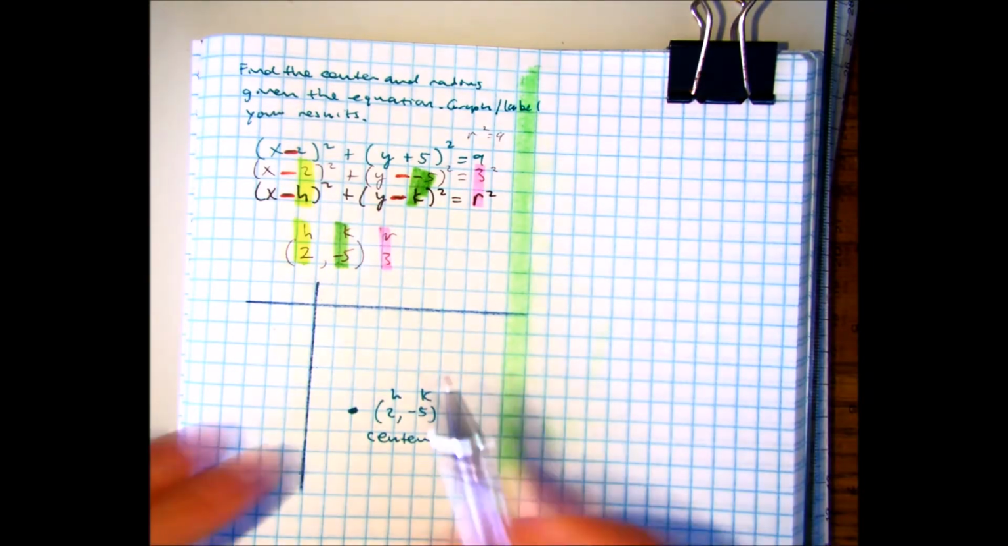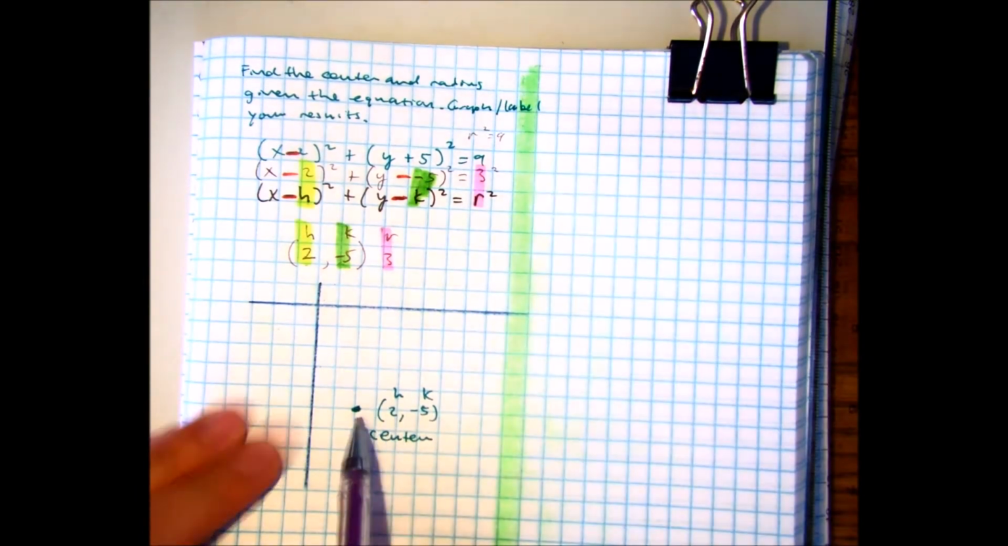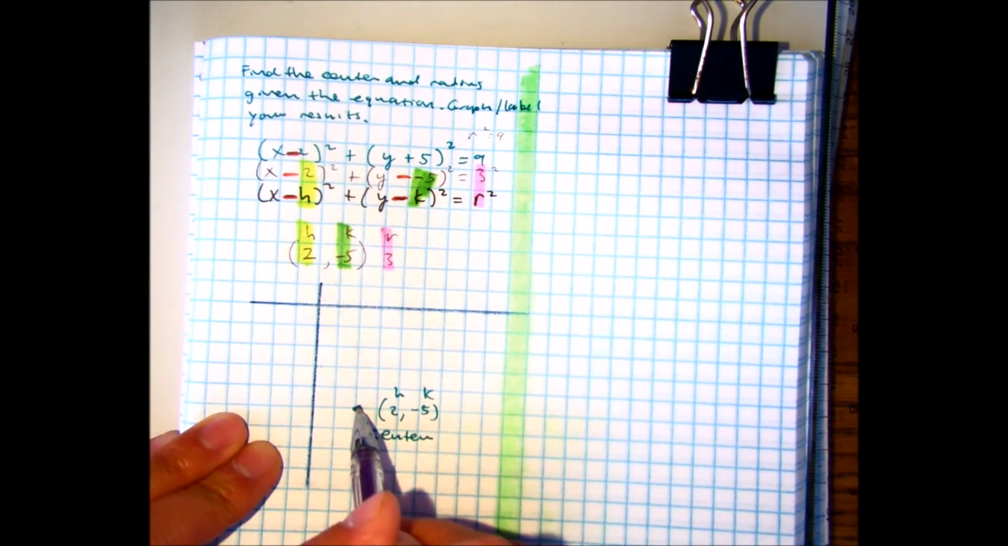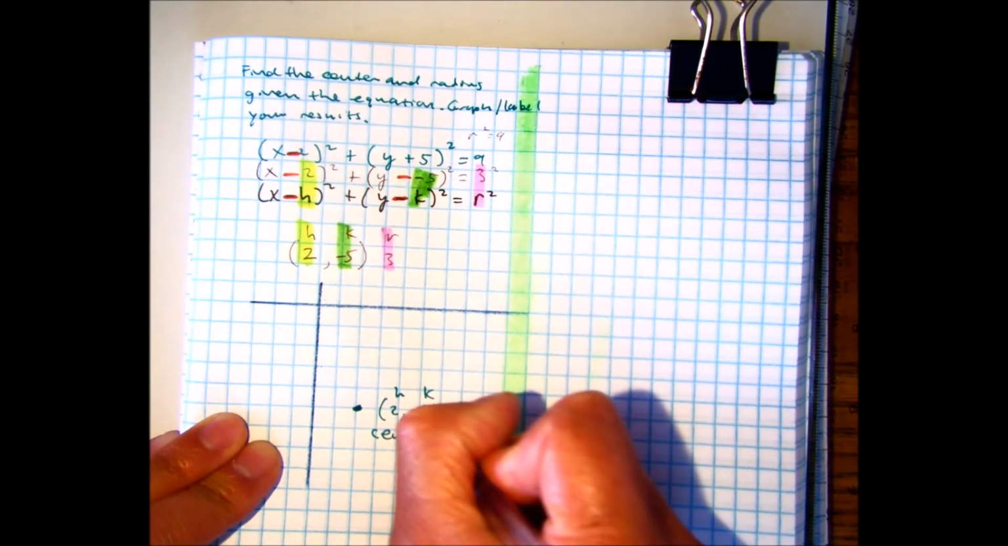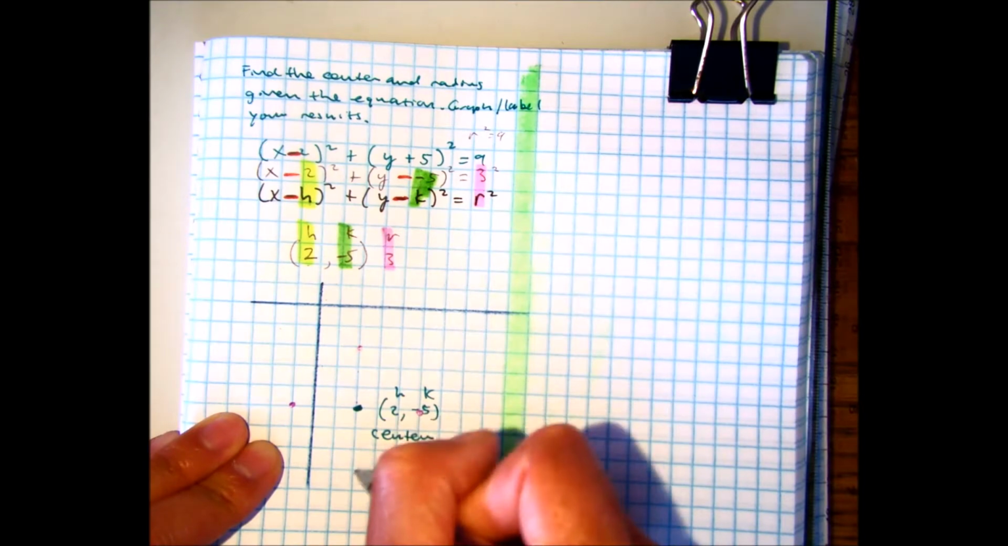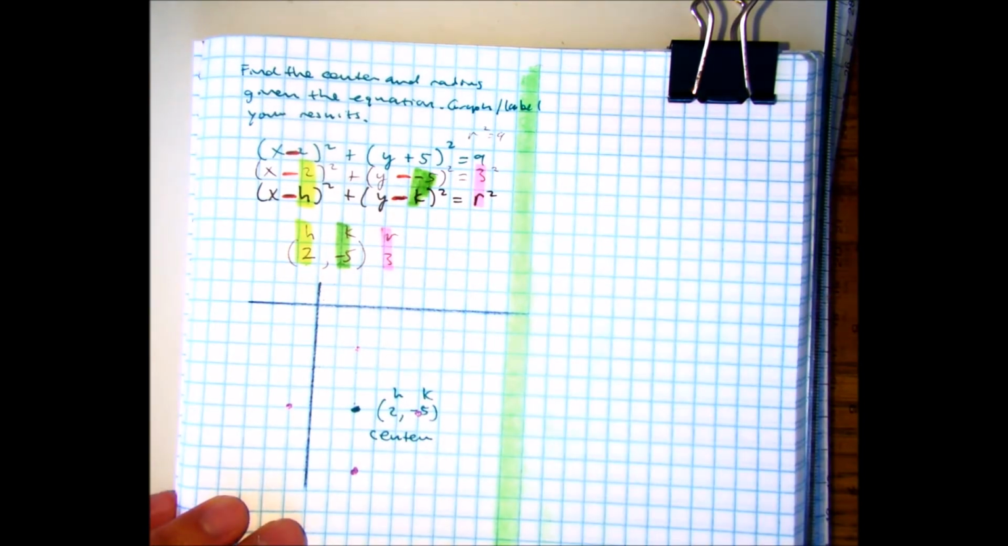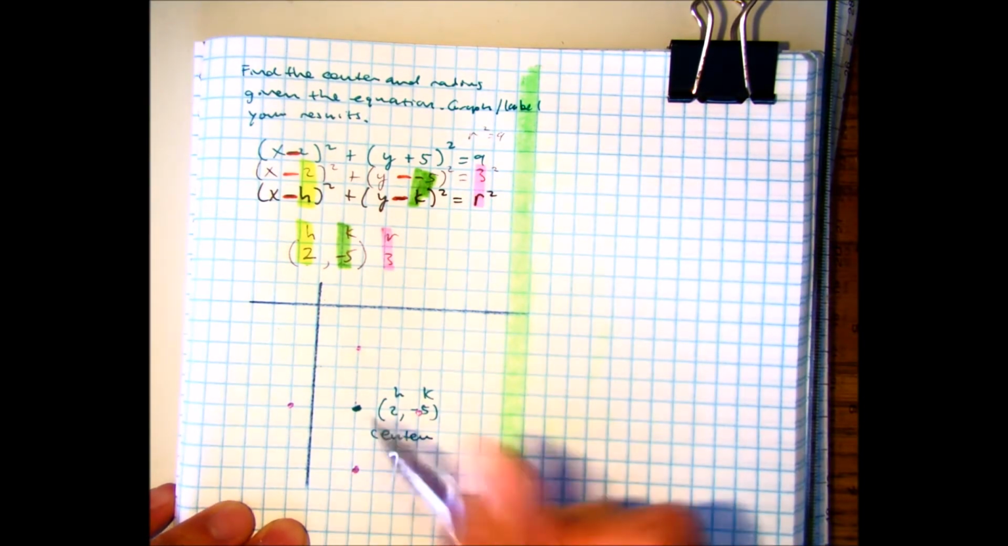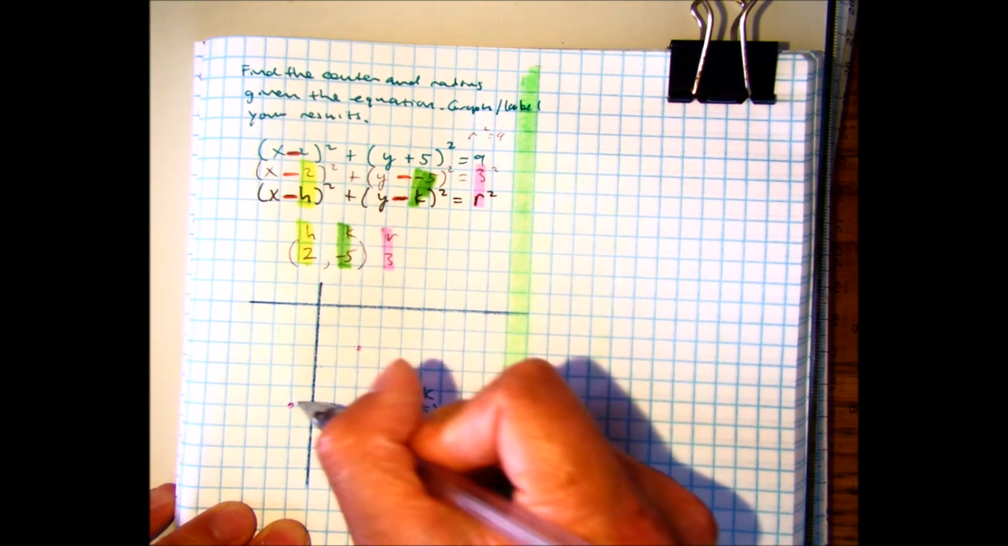The next thing it tells us to do is the radius. So from this point I can count 3 in each direction. 1, 2, 3. 1, 2, 3. 1, 2, 3. 1, 2, 3. That's the definition of a circle, right? From the center to any point on the circle, it has a radius of 3.